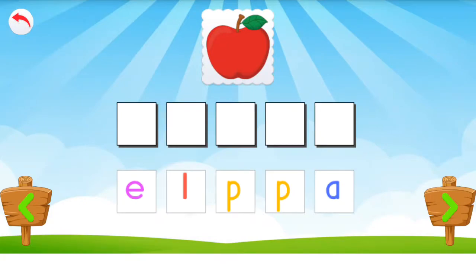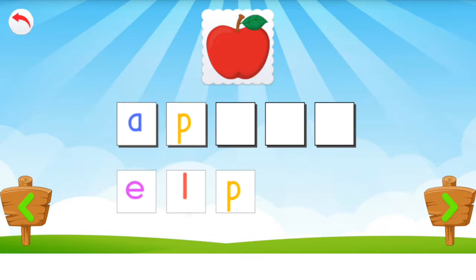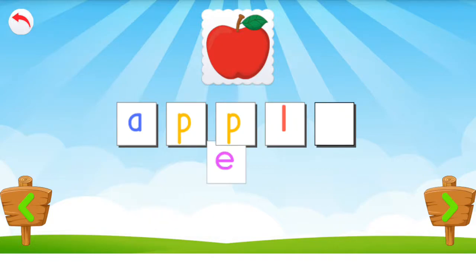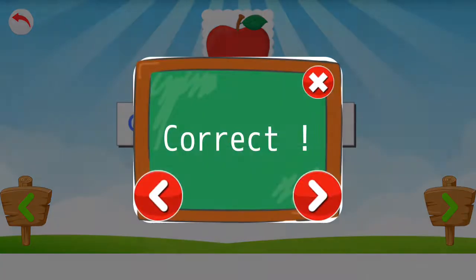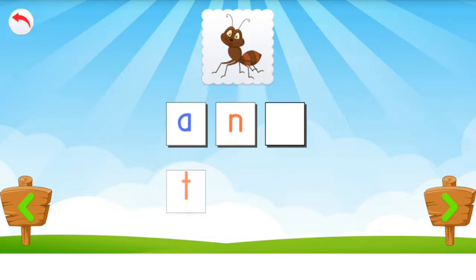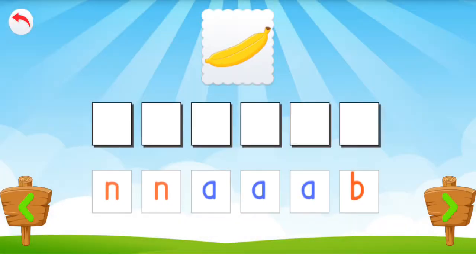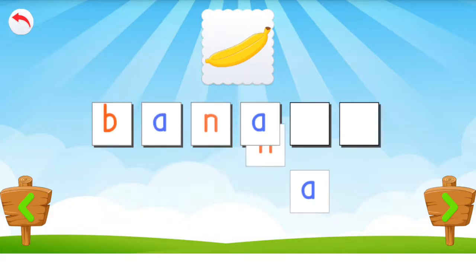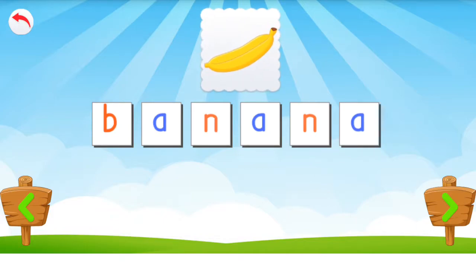Drag the letters to spell the word. Apple. Fantastic! Ant. Way to go! Banana. Good thinking.